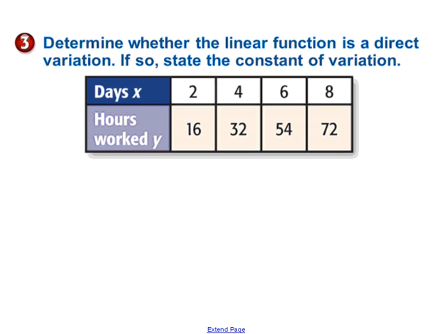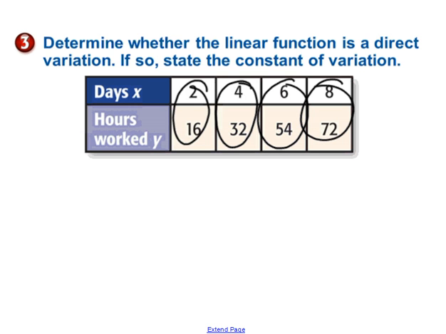As I look at this one, determine whether the linear function is a direct variation. If so, state the constant of variation. Well, for this to be a direct variation, it means that this ratio must be equal to this ratio, and this ratio, and this ratio. So the Y value in that first one is 16 over 2, which is 8 over 1, or just 8. In the next one, it's 32 over 4, which reduces to 8 over 1.